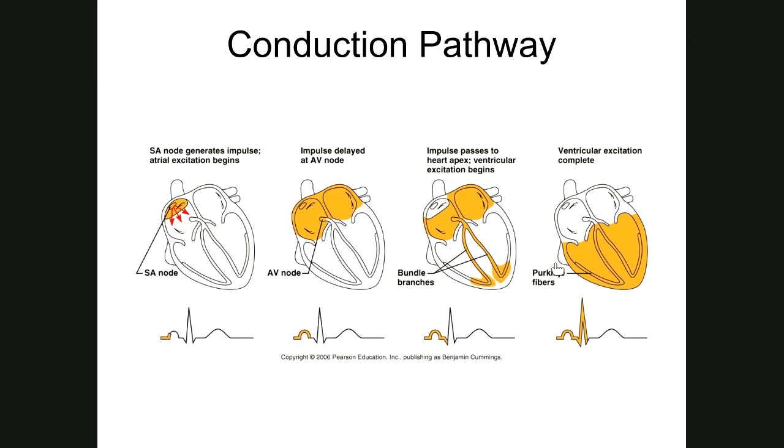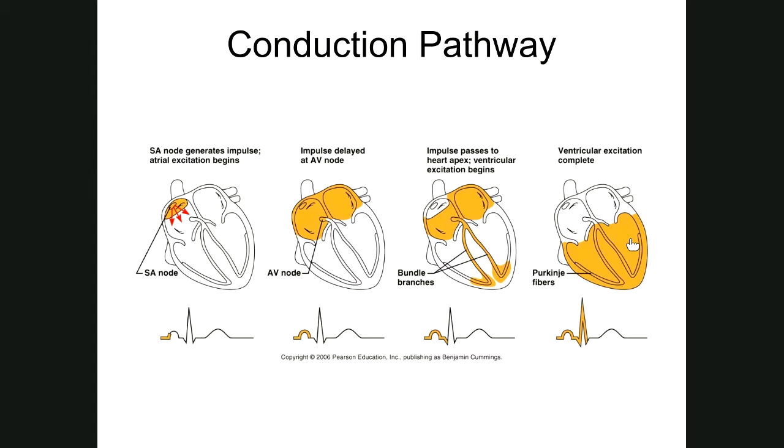So the conduction is from the SA node, and it causes the atria to contract, and the impulse eventually reaches the AV node and depolarizes the AV node. The AV node sends the impulse down the AV bundle, which branches into left and right bundle branches, which have many extensions, doesn't show here, which go into the walls of the ventricles, called myoconduction fibers or Purkinje fibers. And then the ventricles will contract and force blood out of the heart.